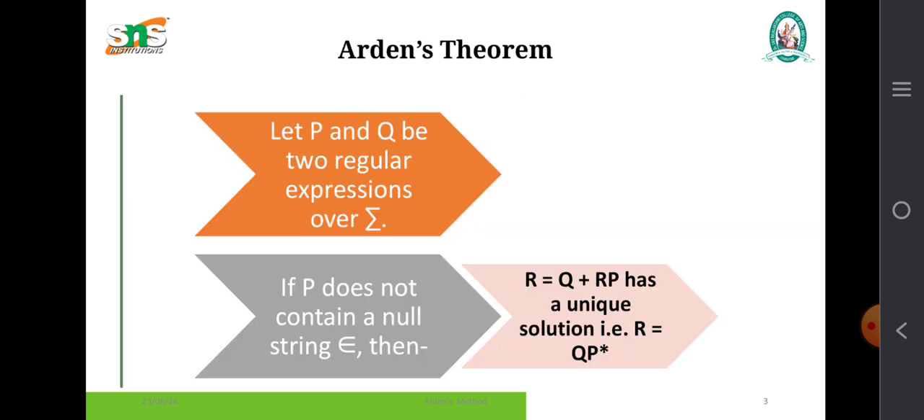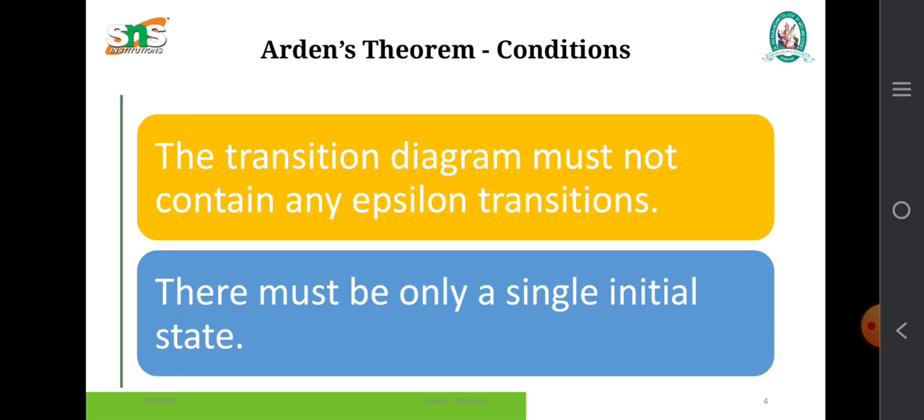Coming to Arden's theorem, it states that let P and Q be two regular expressions over sigma. What is sigma? It is an alphabet. If P does not contain a null string, then R equal to Q plus RP has a unique solution, R is equal to QP star. So according to Arden's theorem, if R is equal to Q plus RP, then you can rewrite R as QP star. The conditions to be followed here: the transition diagram must not contain any epsilon transitions, and there must be only a single initial state.